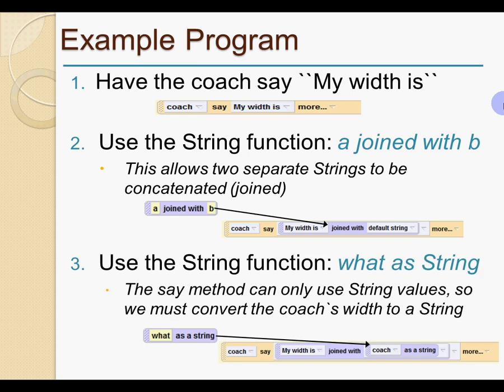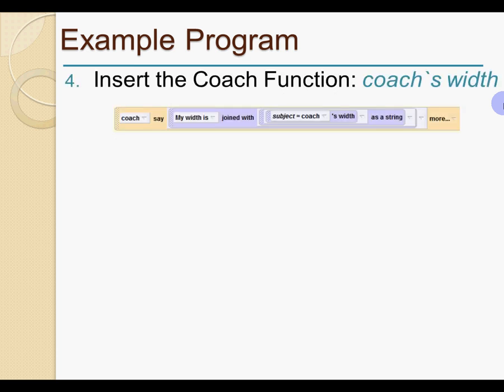Now when we want to specify what specific thing we want to say, we're going to use what as string. This is because the say method for any object can only say string values. So if we want to say the coach's width, which is a number, we have to convert it to a string first. So we use the what as string to allow us to do so. Finally, we're going to insert the coach's function, coach's width, so we can now say the coach's width as a string.